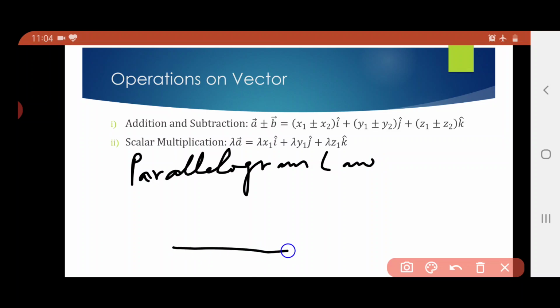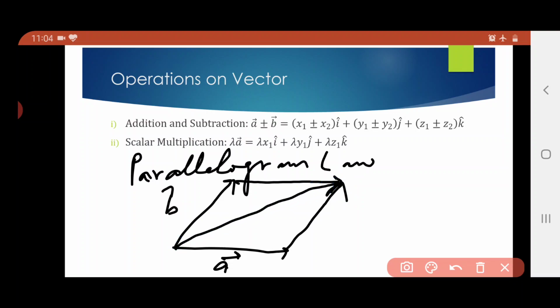If the two adjacent sides of the parallelogram are represented by two co-initial vectors A and B, that is A and this is B, then the diagonal represents the sum. Now how to understand this? So let me complete the parallelogram. So this is the other side and this is another side. So therefore this diagonal is going to represent the sum.